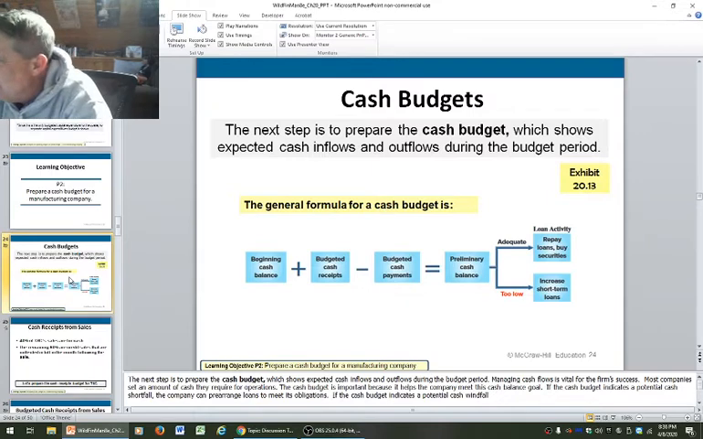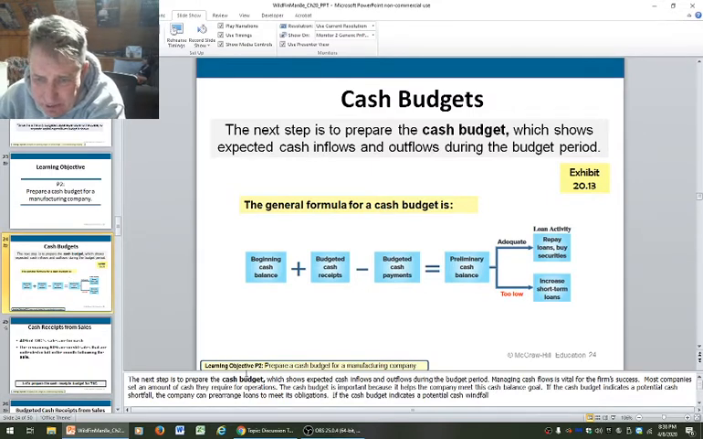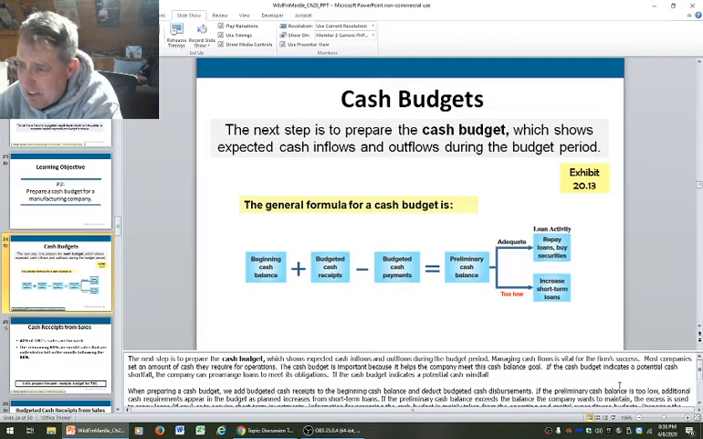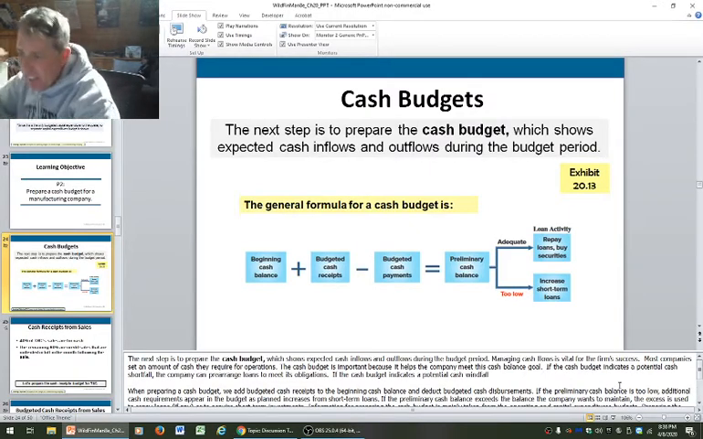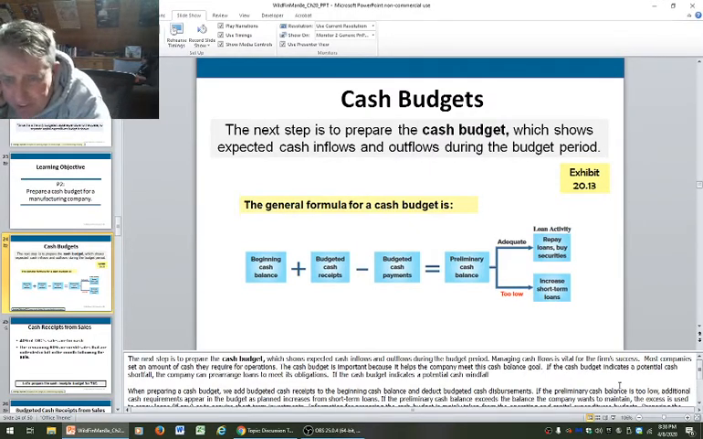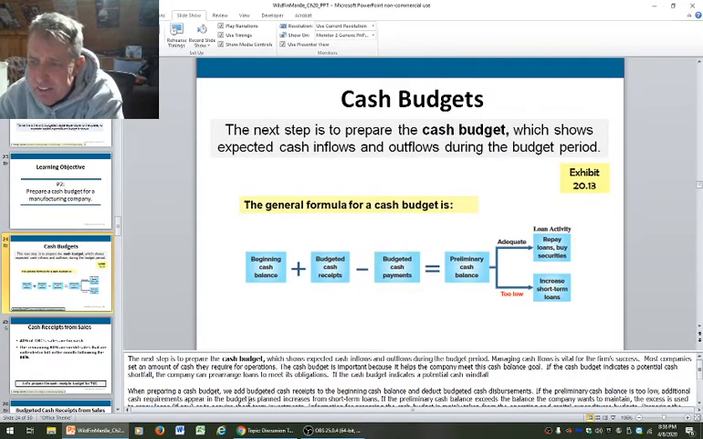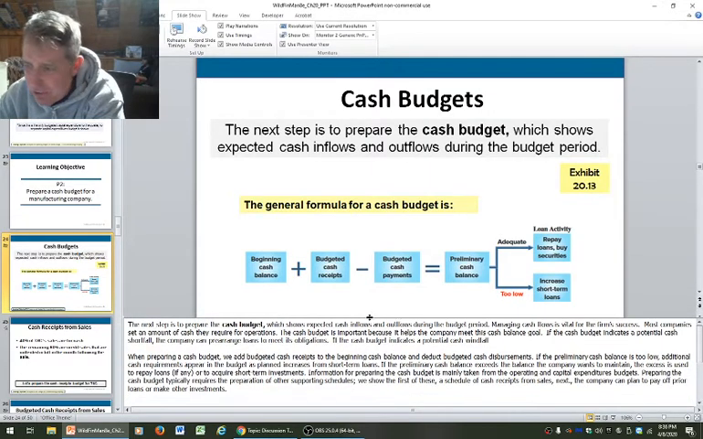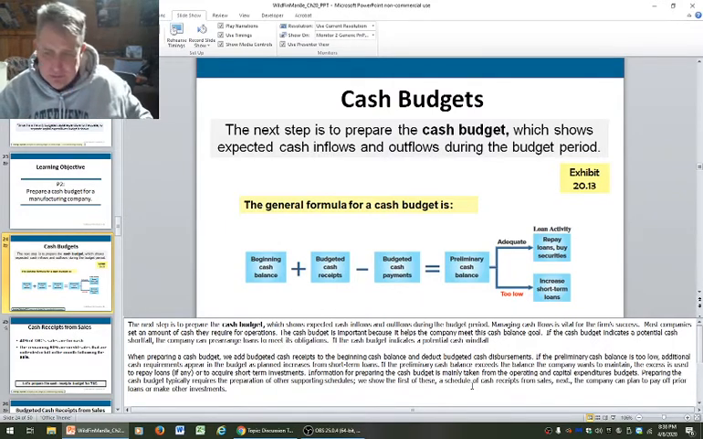Now, in preparing this cash budget, this is how it looks. It shows expected cash inflows and outflows during the budget period. Managing cash flows is vital for success, and most companies set an amount of cash to require. This is what companies live and die on, is cash. And if you know anything about my lectures, cash is king. That's what venture capital is all about.